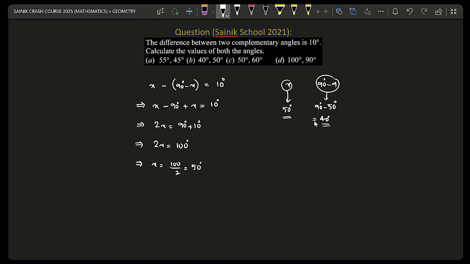Okay, once verify. Are they complementary angles? Yes, sir. So 50 plus 40 is 90, and is their difference 10? Yes, sir. So this is method number 1. How can we solve? Can anybody solve in any other method than this? Try in any other method. Who will try?